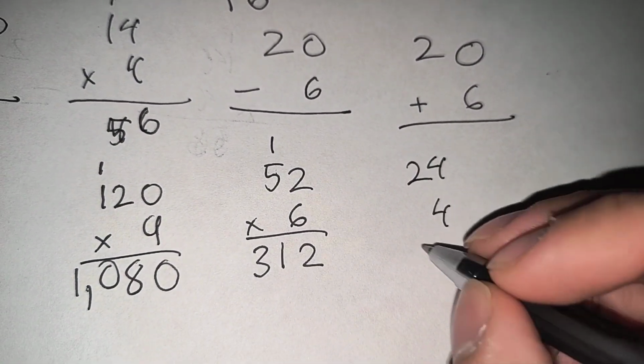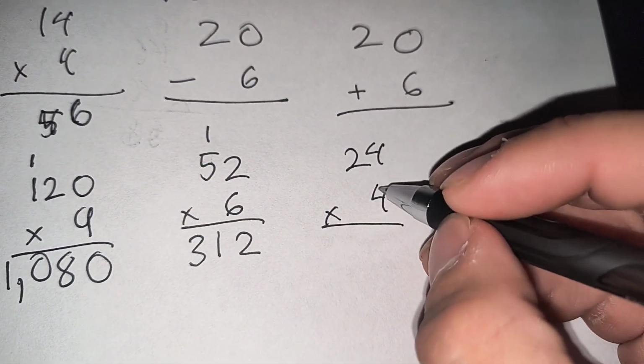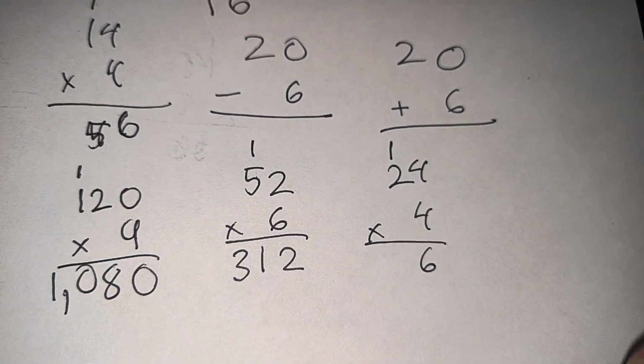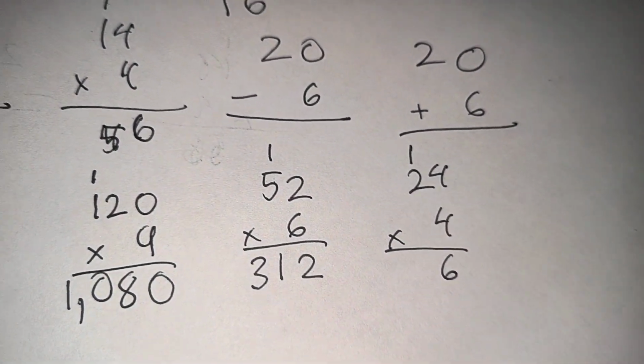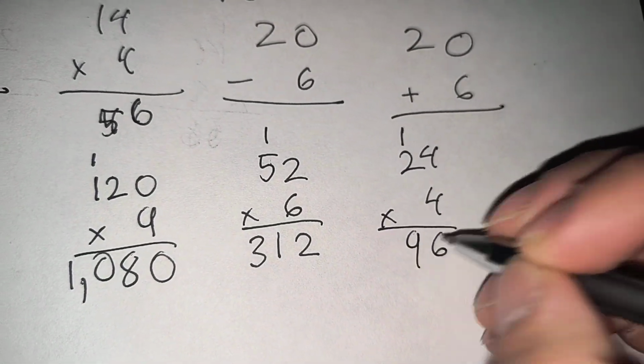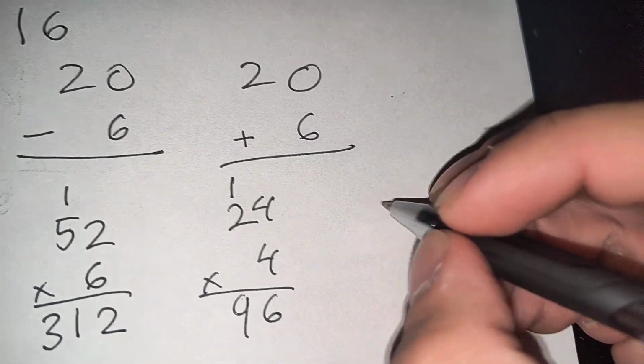Well then, what about 24 times 4? Multiply against the ones place first. 4 times 4 is 16. Put that 1 in 16 up here. 4 times 2 is 8. And then add that 1 up here so that you get 9. So 96.